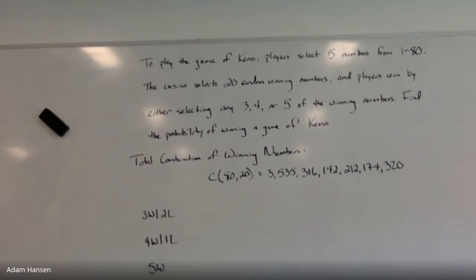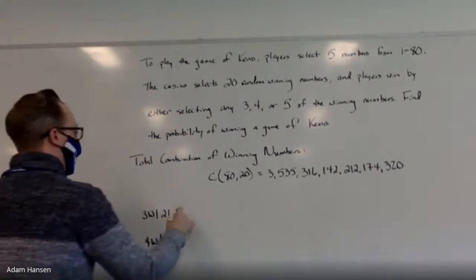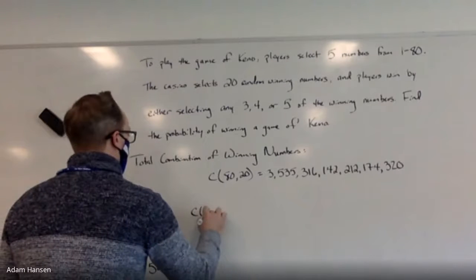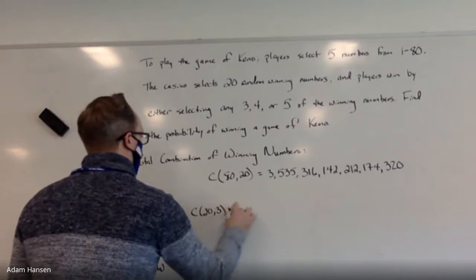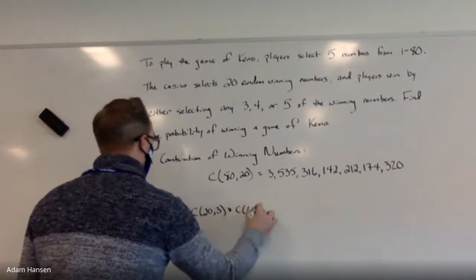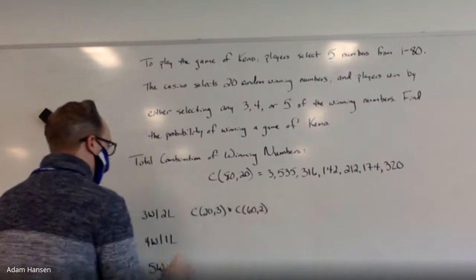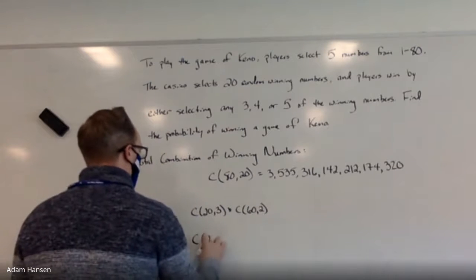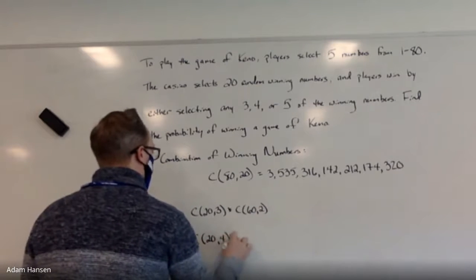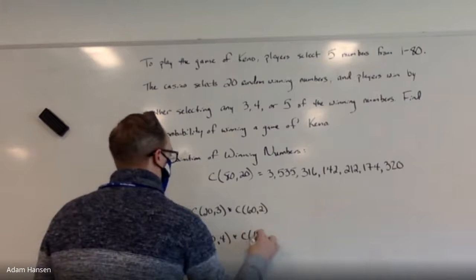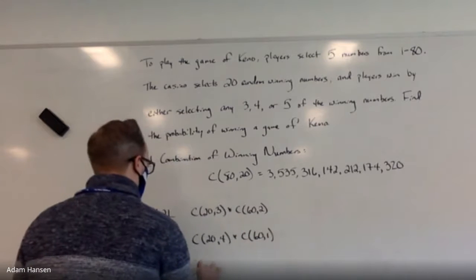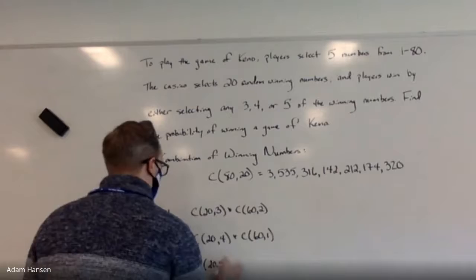So let's get the combinations for 3 wins and 2 losing numbers. That would be 20 choose 3 times 60 choose 2, pardon me. 4 winners and 1 loser would be 20 choose 4 times 60 choose 1. And all 5 winners would be 20 choose 5.